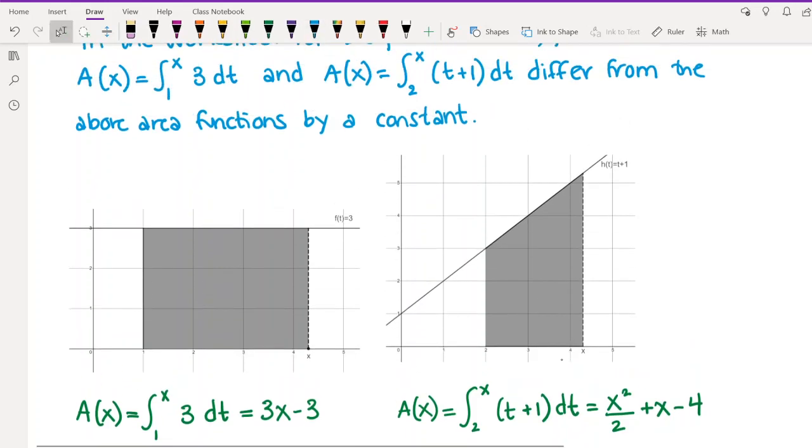So maybe let me just make a note about that up here. So we said that they differ from the above area functions by a constant. So that means that their derivatives are the same.